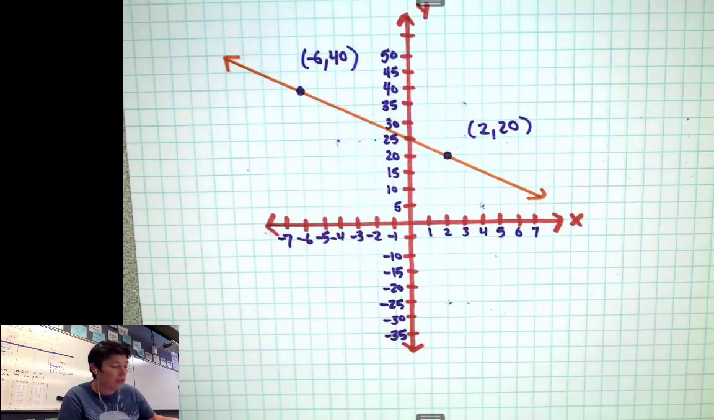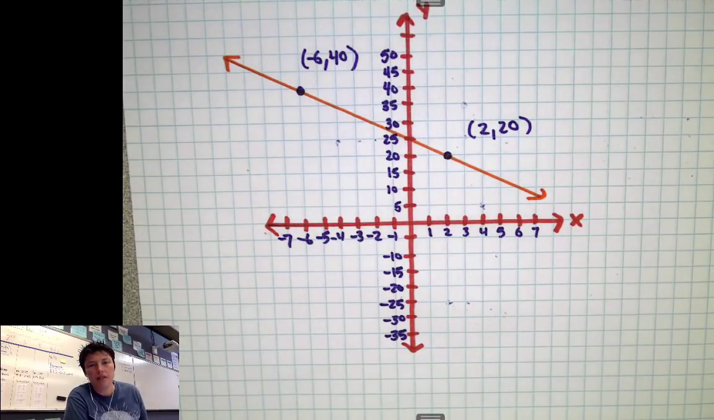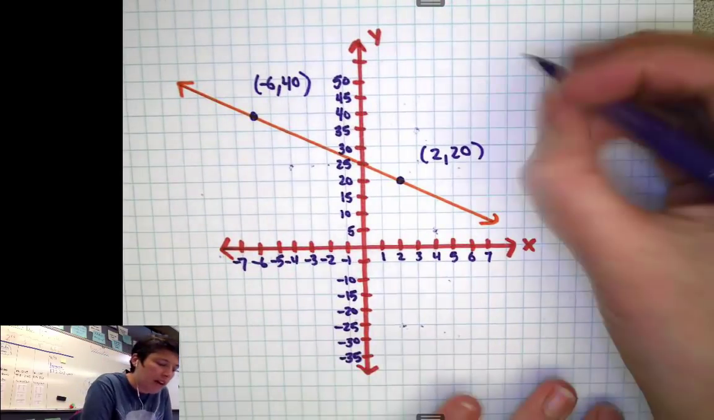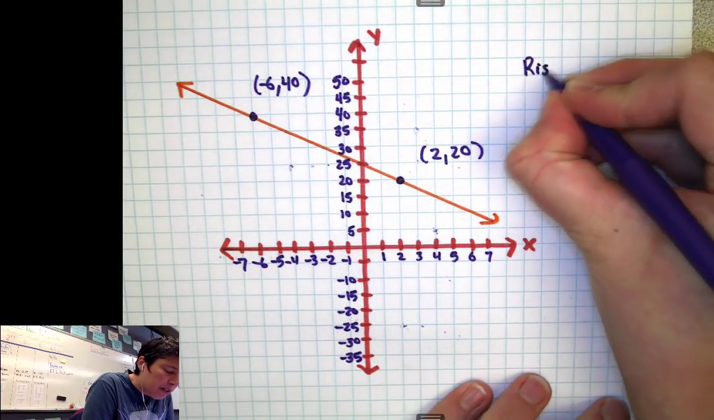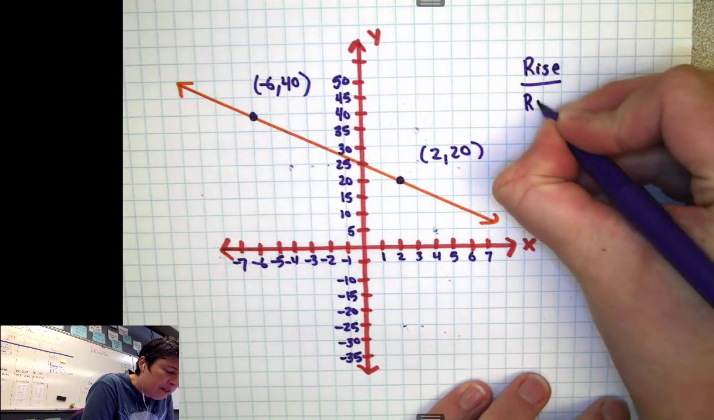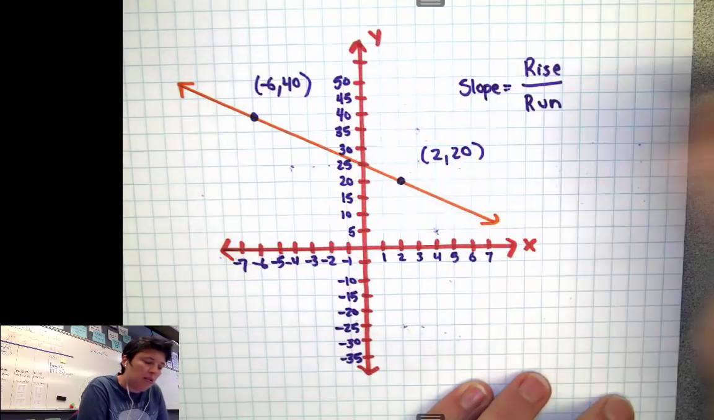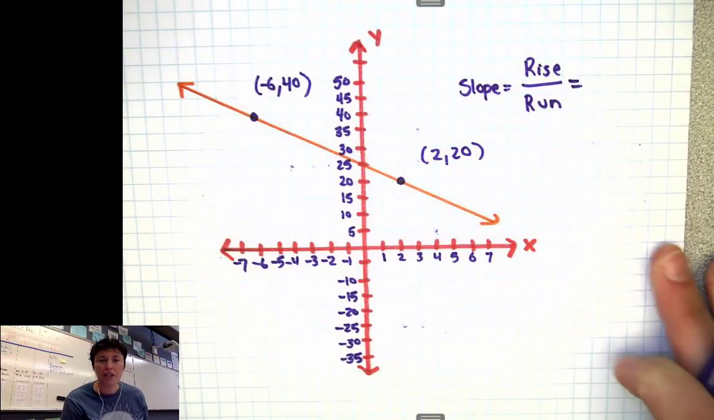And again, we're looking at what is the steepness of our line. So we're studying that steepness. So we're going to find that rise and that run. So over here, I'm going to write rise over run. In fact, in front of it, I'm going to write slope equals. The slope equals the rise over the run. Now let's calculate our rise and run.